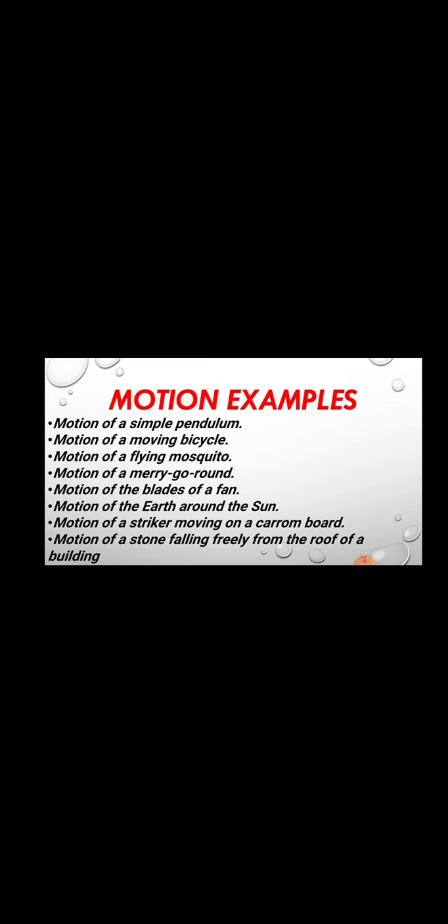For example, the motion of a simple pendulum, motion of a moving bicycle, motion of a flying mosquito, motion of a merry-go-round. This is a type of toy. And the motion of the blades of a fan, the motion of the earth around the sun, motion of a striker moving on a carom board, motion of a stone falling freely from the roof of a building, motion of a cycle, motion of a butterfly, motion of an arrow, motion of the ball when you hit it with a bat. And there are so many other examples, and you can think of them by yourself.